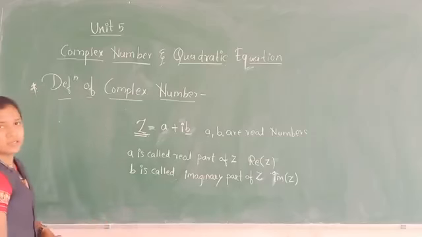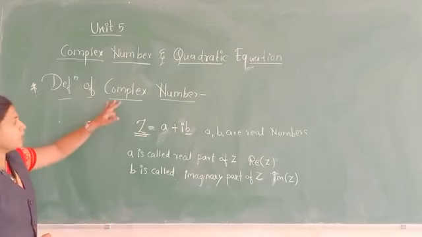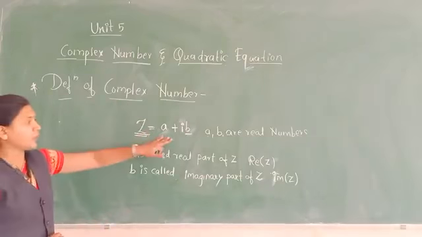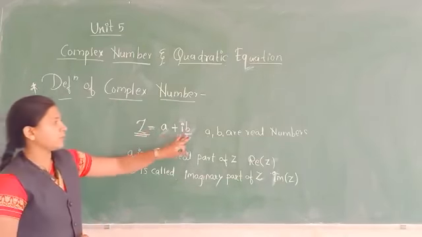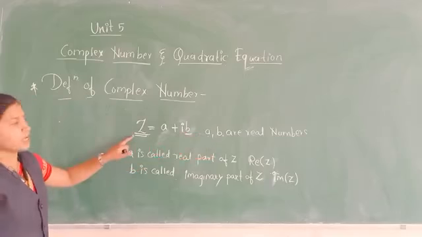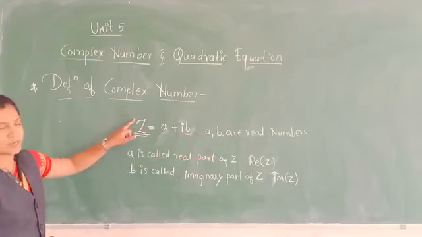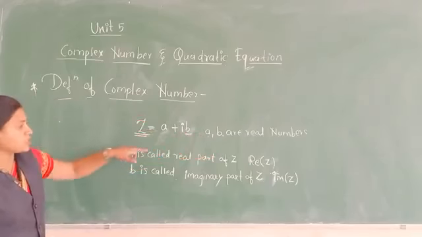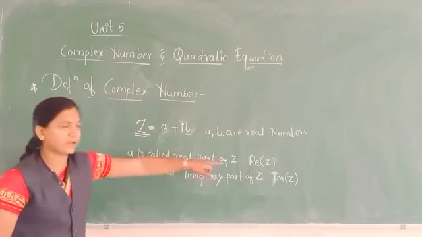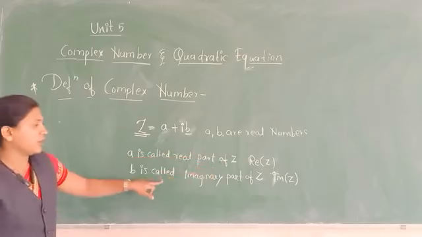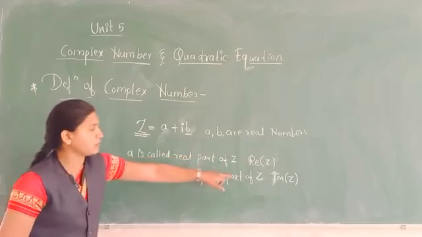So here is the simple definition of the complex number. A complex number is in the form a plus ib, where a and b are real numbers, and it is always denoted by capital letter Z. Here a is called the real part of Z, and b is called the imaginary part of Z.